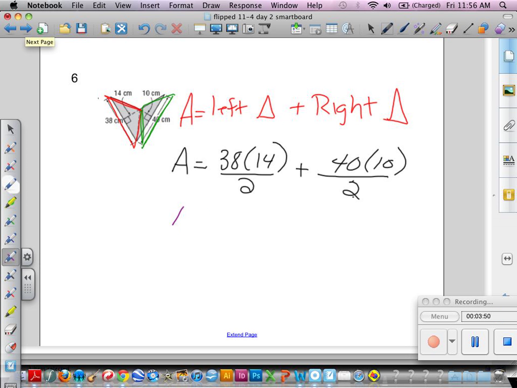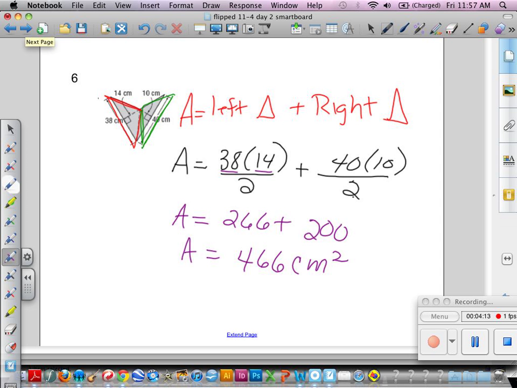Okay. So I need to take my 38 times my 14 and then divide by 2. That gives me 266. 40 divided by 2 is 20. 20 times 10 is 200. And then I'm going to add those two together. You get 466 centimeters squared.